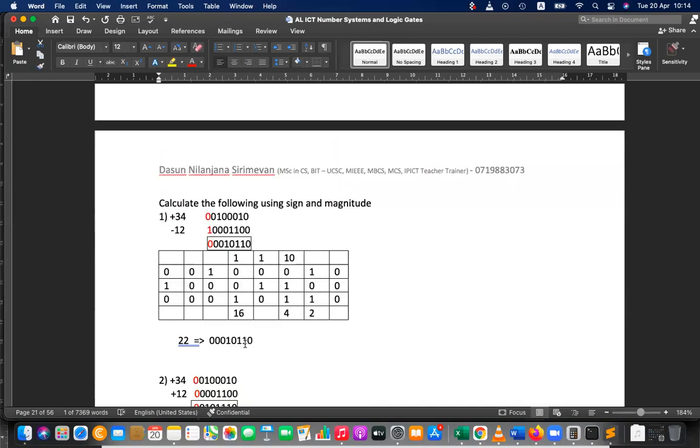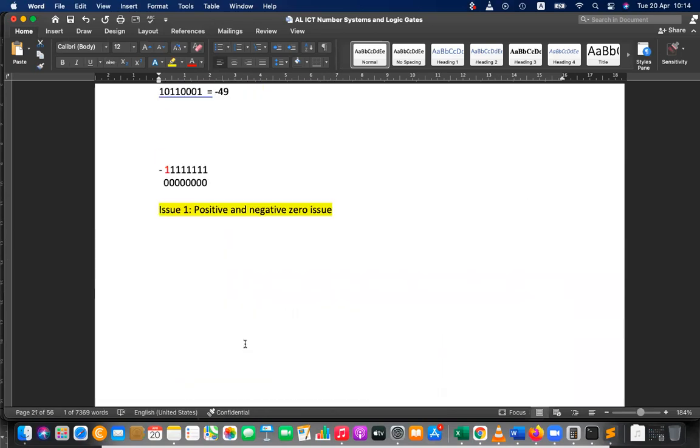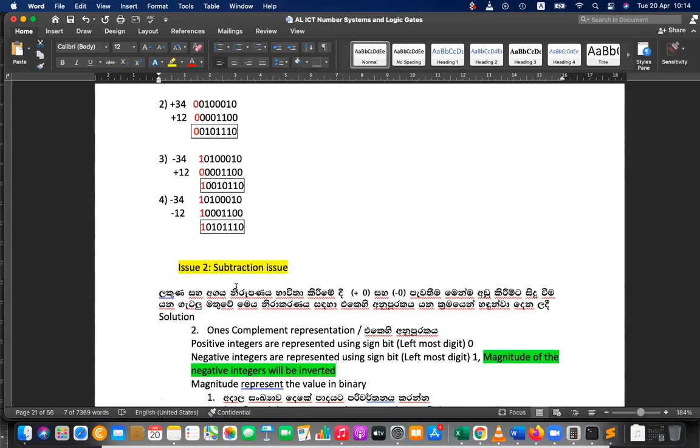The main issues: issue number 1 is the positive and negative 0 issue, so you can write down. Issue number 1 is plus 0, minus 0 issue. Issue number 2 is the subtraction issue.